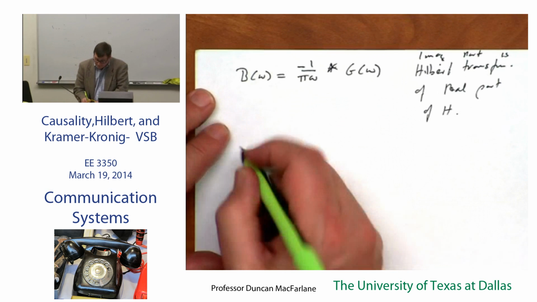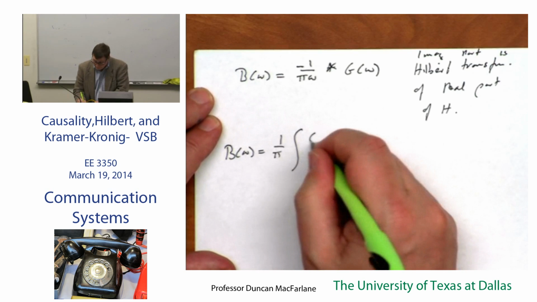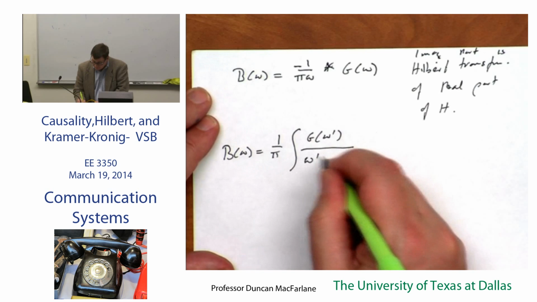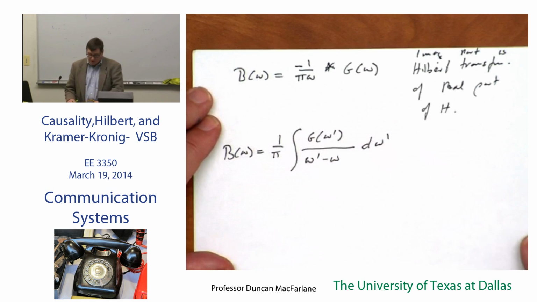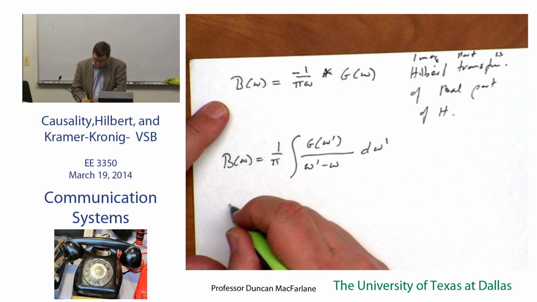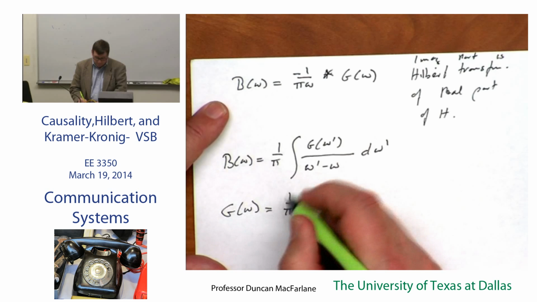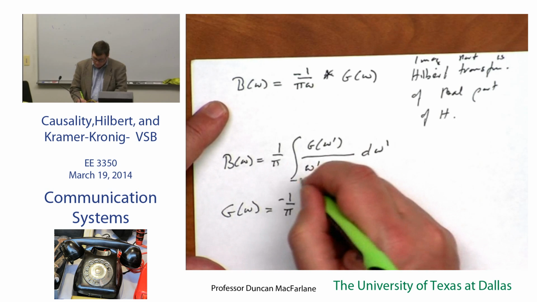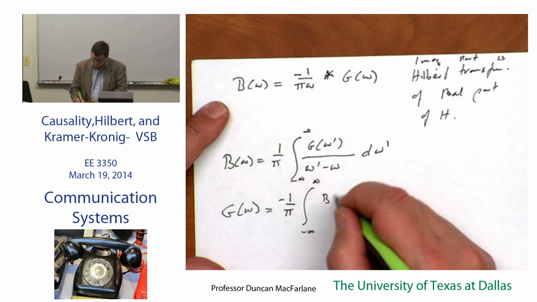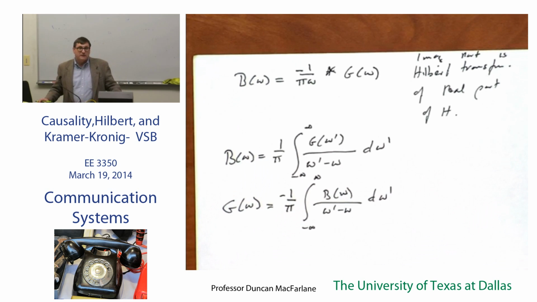Huge. Because what that says is that I can write explicitly the convolution integral. And if I could go back the other way, and this is something you could leave a few lines in your notes and fill in, I can also just as easily show the integral from minus infinity to infinity of B of omega over omega prime minus omega, d omega prime. So if the real part is the Hilbert transform of the imaginary part, then the imaginary part is the Hilbert transform of the real part.